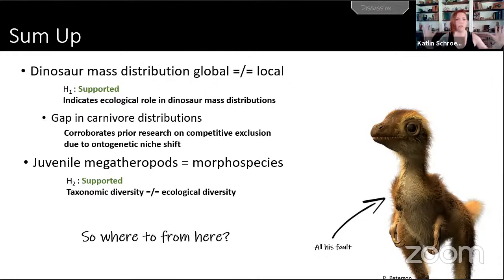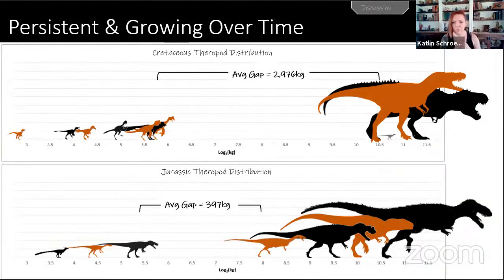So that's cool, but now what, right? Where do we go from here? Well, there are some leftover burning questions from this work that I think are still awaiting answers. For example, the Carnivore Gap exists both in the Jurassic and the Cretaceous. It's persistent at least, but it's not stable, right? It grows significantly through time.